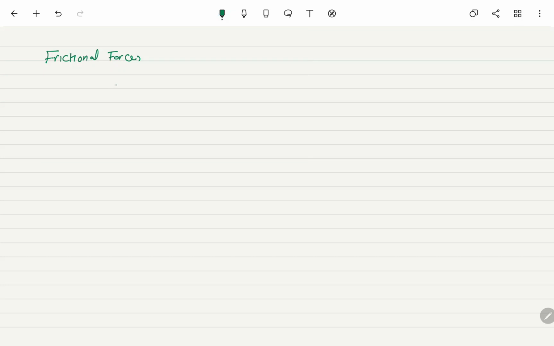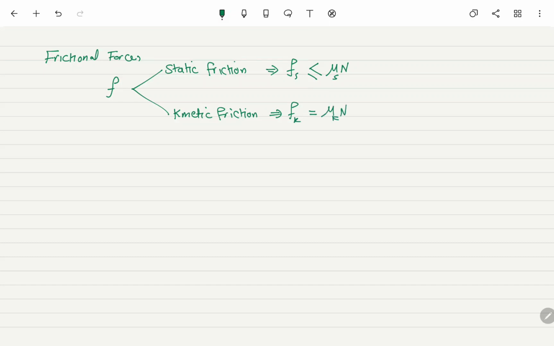Now frictional forces, small f here, two types here: static friction, kinetic friction. In static friction, Fs is defined as less than or equal to mu s n, and in kinetic friction, Fk is equal to mu k n.